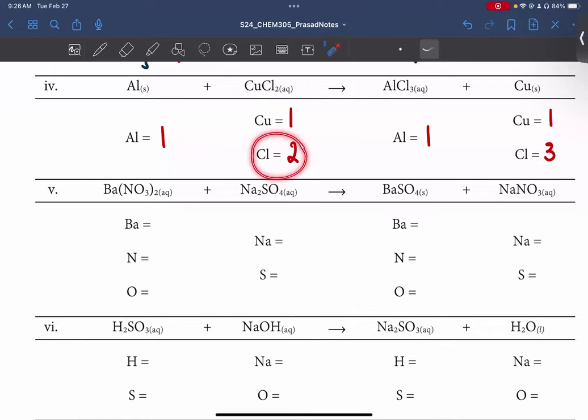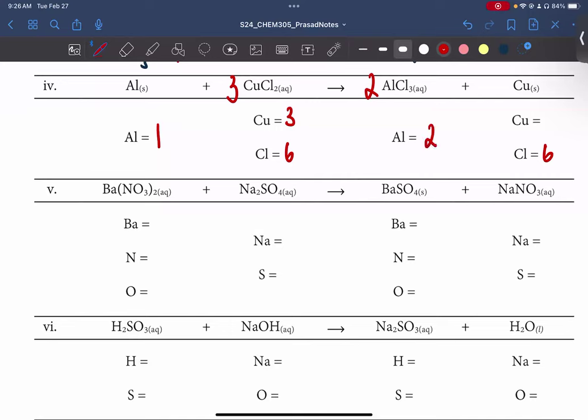On the left-hand side, we have two chlorines. We put a 3 in front of the copper chloride. This now makes it 6 chlorines. In the same way, we put a 2 in front of the aluminum chloride. In doing so, we now have 6 chlorines. We set out to balance the chlorines, but we've intentionally messed things up. We've now changed the amount of aluminum and copper, so we need to adjust. We still have one aluminum on the left. We have three coppers.